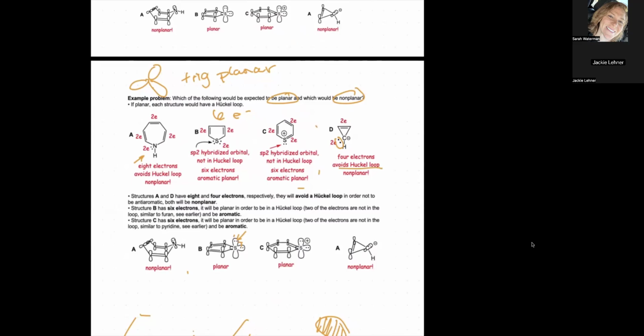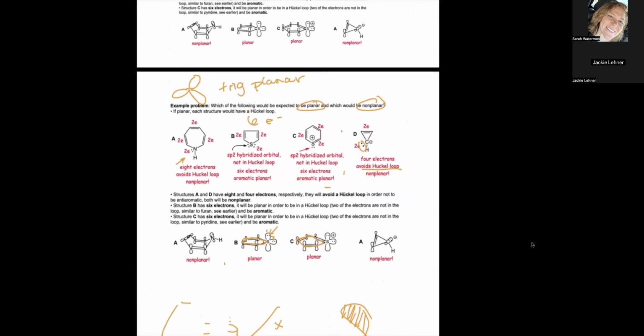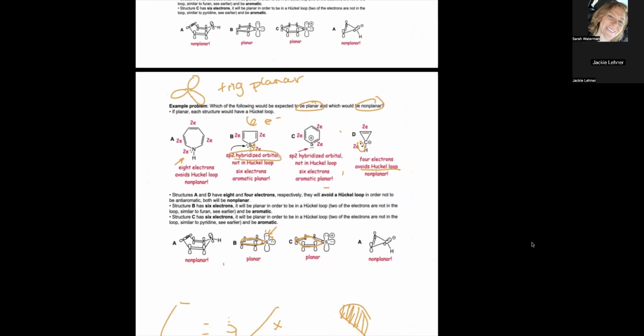So it would be non-planar, and this also has to do with the strain that you have. Versus these, where we have this planar system. So that's what sp2 versus sp3 has to do with. The sp2 hybridized orbital electrons would not be in the Huckel loop. Same with this.